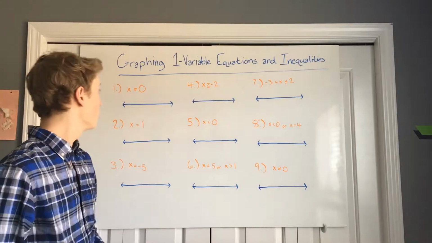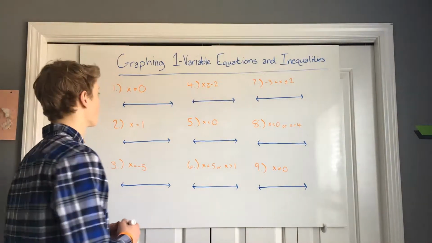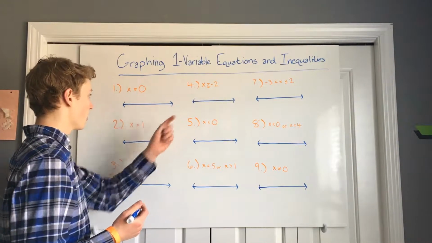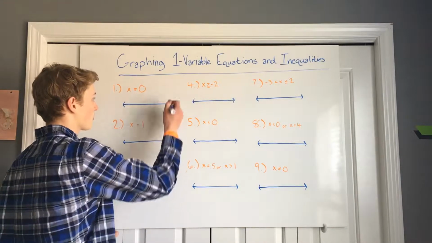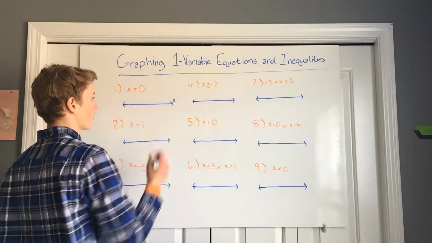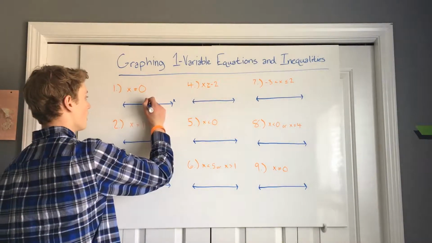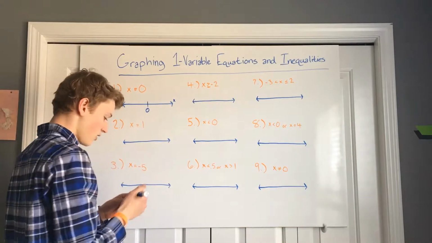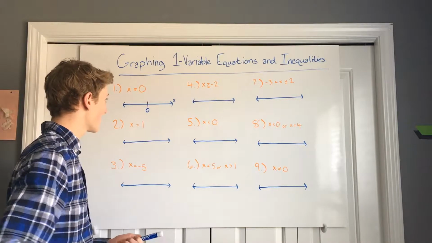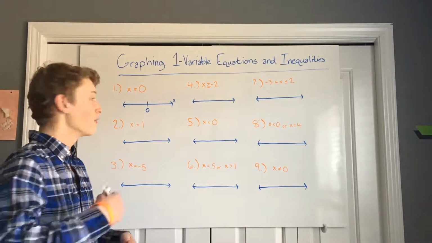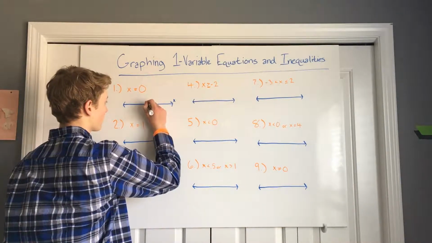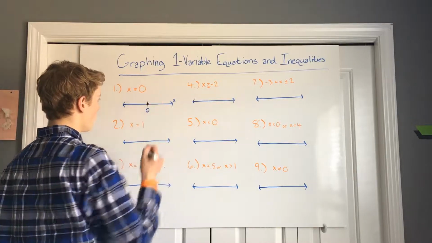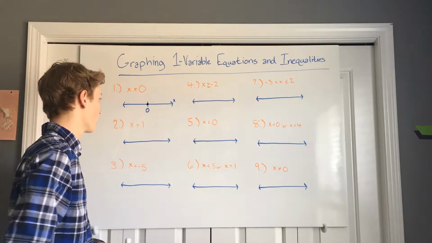So we'll start off with x equals 0. So I have my number line. First of all, our variable is x, so we're going to label that x. Then I'm going to draw a line, and I'm going to write 0. And I don't really have to put any other points on. I can, but it doesn't really matter since I'm just graphing 0. And I just put a solid point right there.